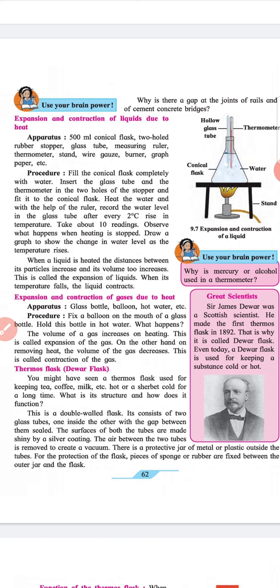after every 2 degrees Celsius rise in temperature. Take about 10 readings. Observe what happens when heating is stopped. Draw a graph to show the changes in water level as the temperature rises. When a liquid is heated, the distance between the particles increases and its volume too increases. This is called expansion of liquids. When the temperature falls, the liquid contracts.